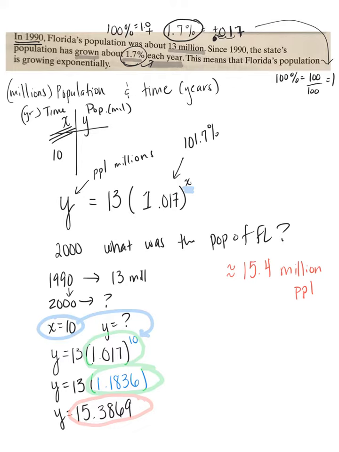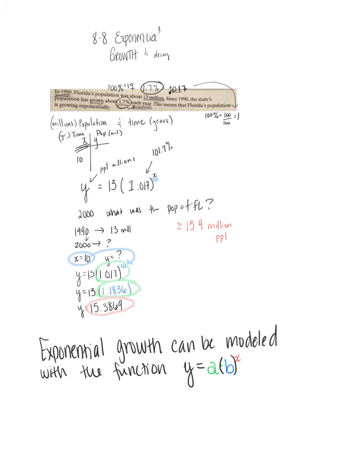All right, enough about Florida. Let's look at how we model exponential growth and the function that we use. So exponential growth is modeled by the exponential function of y equals a times b to the x power. Oh, this looks exactly like what we did before. So let's clarify these terms a little bit.